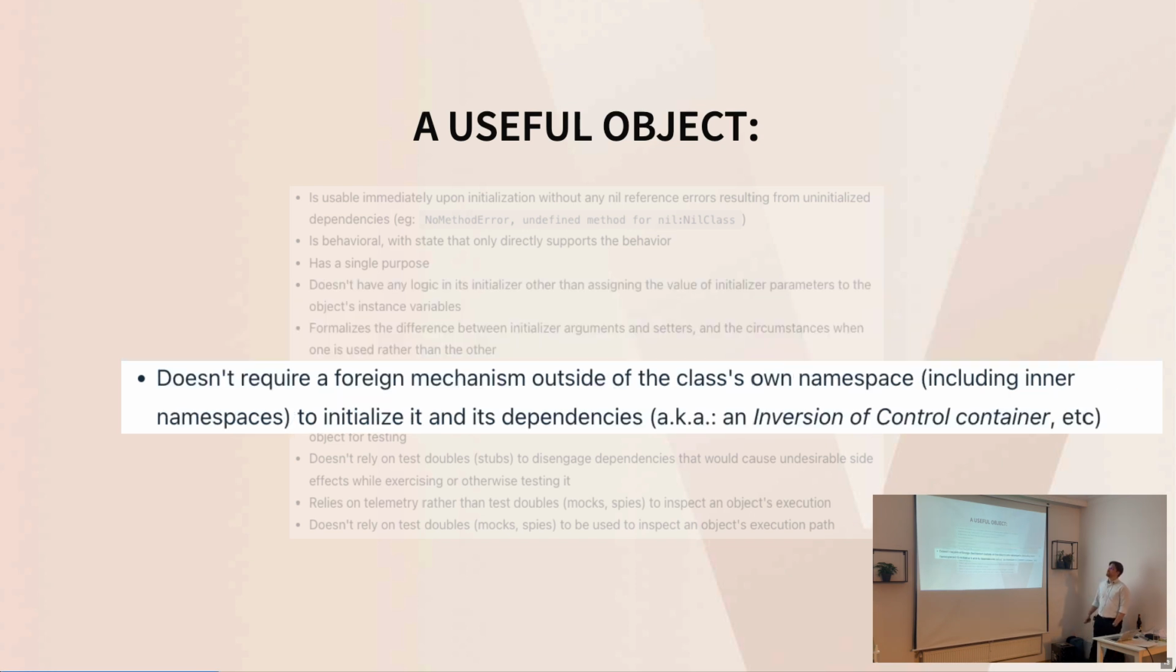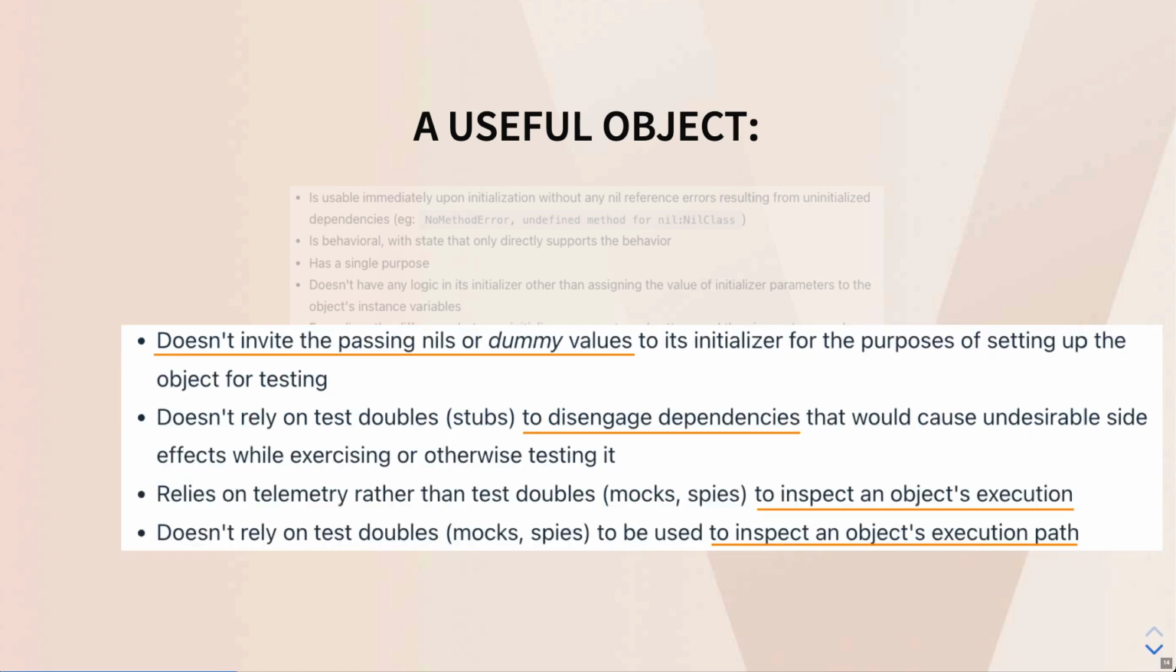Also, we should avoid foreign mechanisms outside our class. So the idea is that the class itself should be responsible and able to create an instance. There shouldn't be a case when there is some type of instance of our class which our class is not capable of creating by itself. I will show you the example in code later because it could be confusing right now.